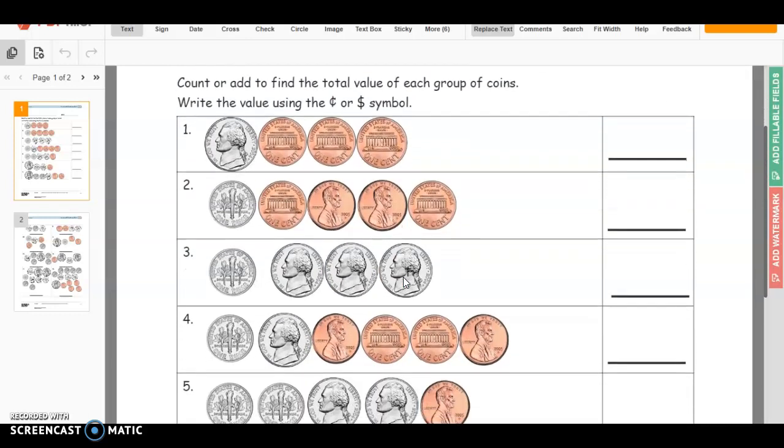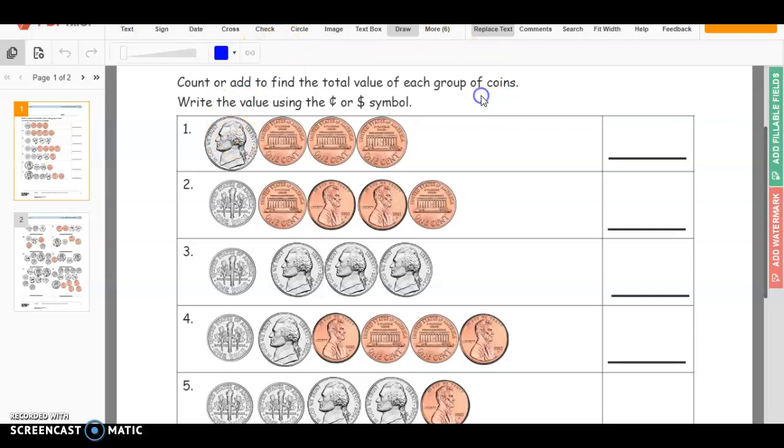What we're going to do is write the value of each coin on top of it, and then turn that into a number sentence to help us find the total value of each group of coins. So I'm going to start with my nickel. I know that a nickel is worth 5 cents, so I'm going to write a 5 on top. Next, I have a penny. I know pennies are worth 1 cent, so I'm going to write a 1 on top of it. I have 3 pennies, and I know that they all have the same value, so I'm going to write a 1 on top of all of them.